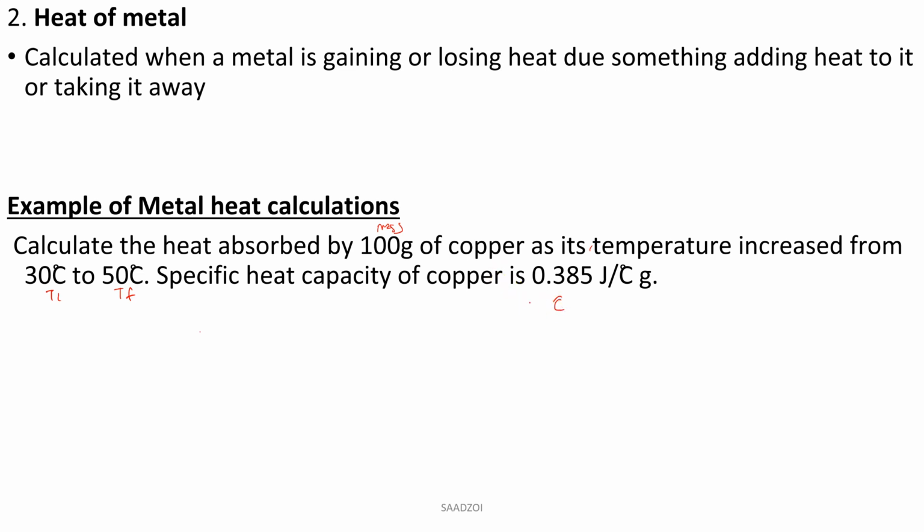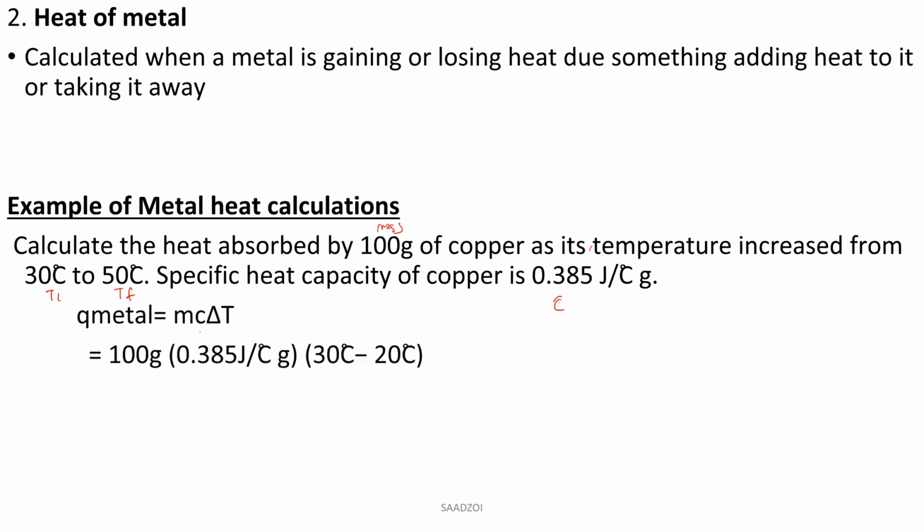All right, so now we're going to plug and chug at this point. So Q metal equals mC delta T. Your mass is 100 grams. C, the capacity, is 0.385. Change in temperature is 10, right? 30 minus 20 is 10 degrees Celsius. So we multiply all these numbers together.